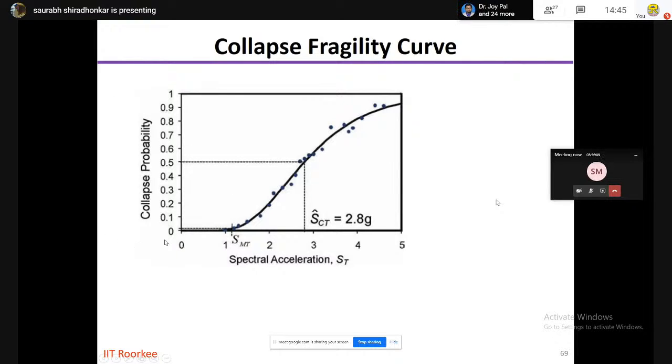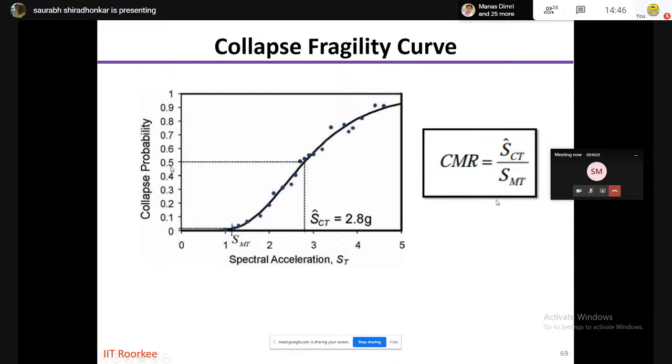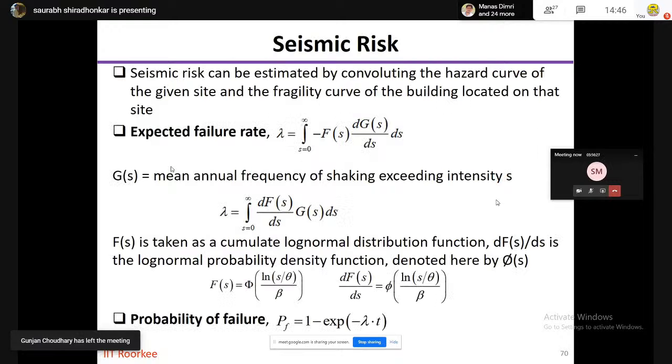Okay, so once you have the fragility function, this is what the fragility function looks like. You have the collapse probability against the spectral acceleration. Knowing the spectral acceleration, you can figure out the probability of collapse. So this is how you can evaluate the risk. Knowing at the site what the possible spectral acceleration is, you can figure out the collapse probability of the building.